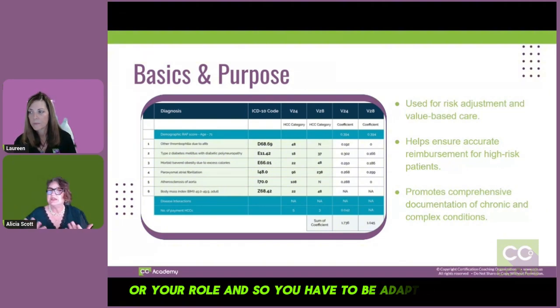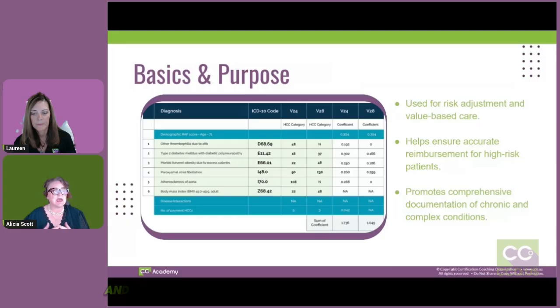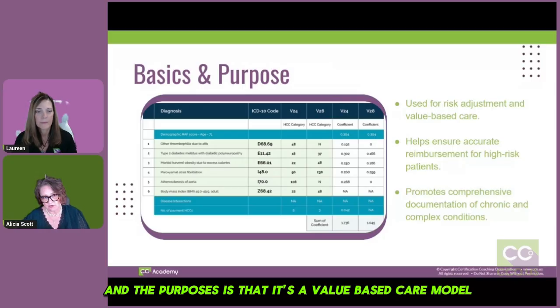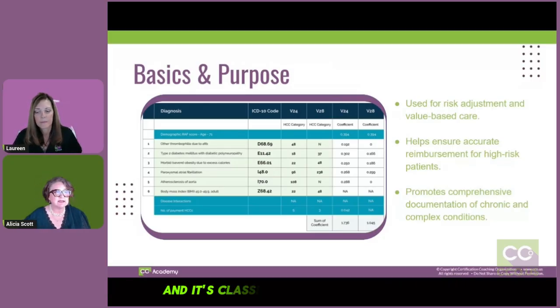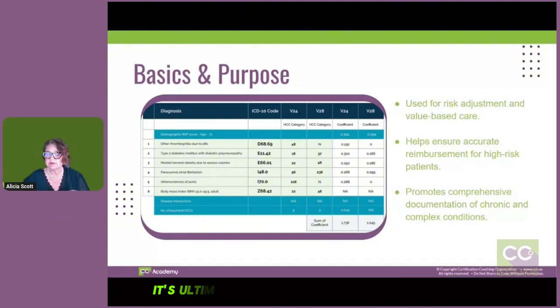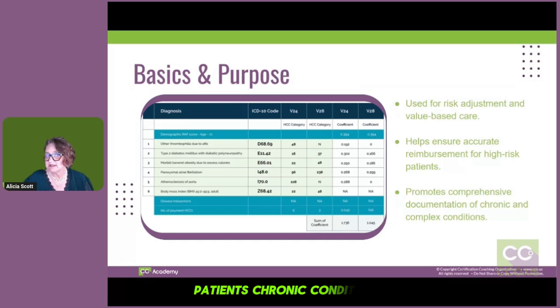And so you have to be adaptable, but we're adaptable as coders anyway. So the basics and the purposes is that it's a value based care model, and it's classified as risk adjustment. It's ultimately all about a budget, okay? And it ensures that you have accurate reimbursement for high risk patients, chronic conditions.